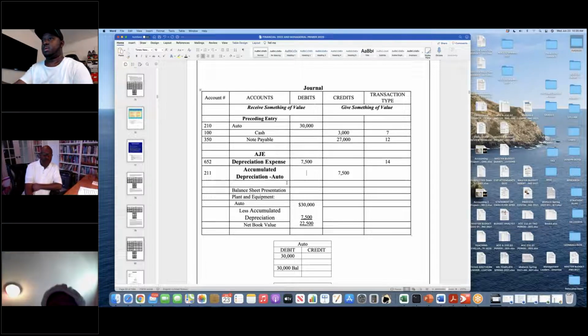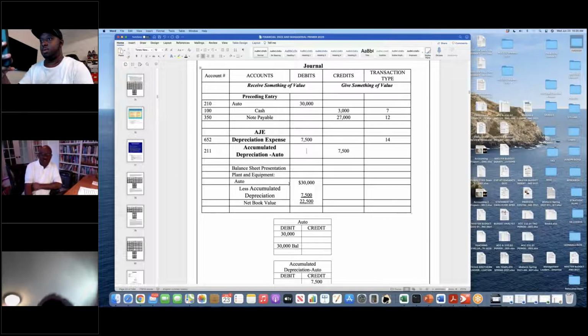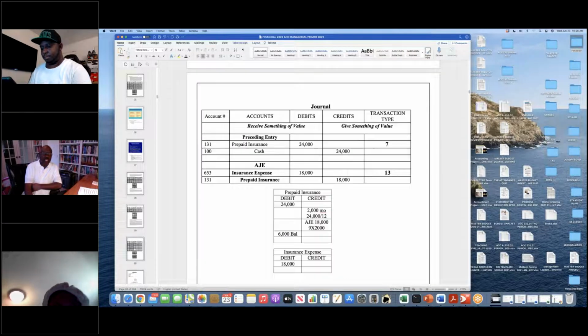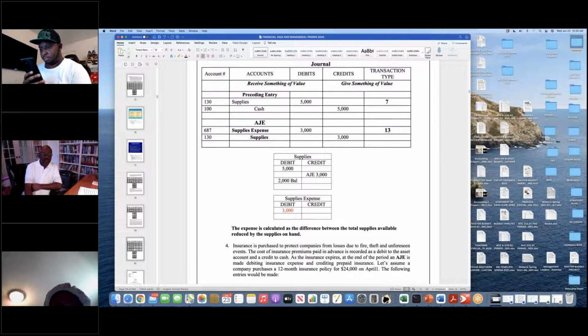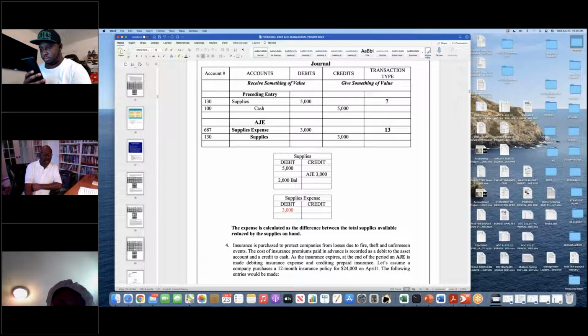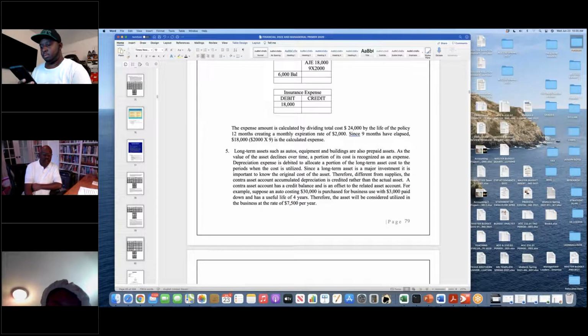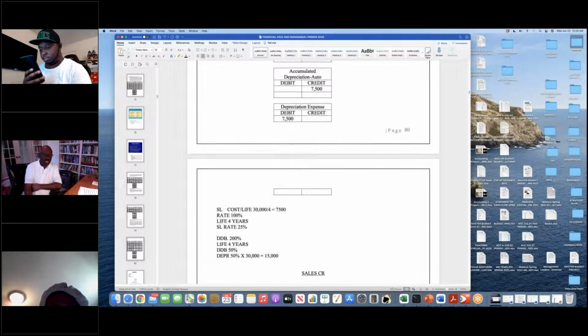So, hopefully that can help you. That is, if it's depreciation, that's the entry. If it's prepaid insurance, that's the entry. If it's supplies, that's the entry. So just make a note of that: the accounts involved in the entries don't change.